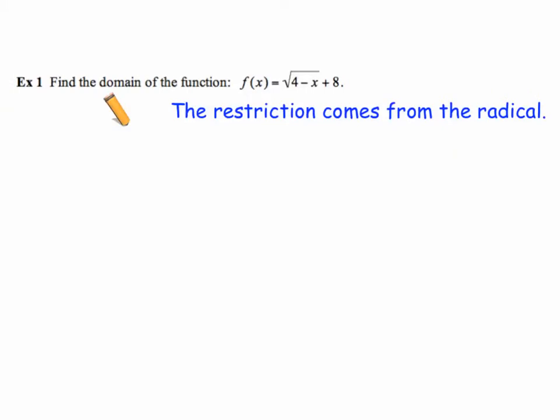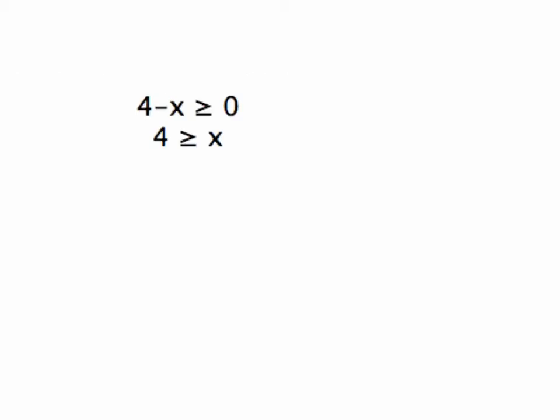To find the domain of a function, you need to look at the restrictions in the radical. So if we take a look at what's underneath the radical, 4 minus x, this needs to be greater than or equal to 0. And if we make 4 minus x greater than or equal to 0, our solution has to be that x is less than or equal to 4.